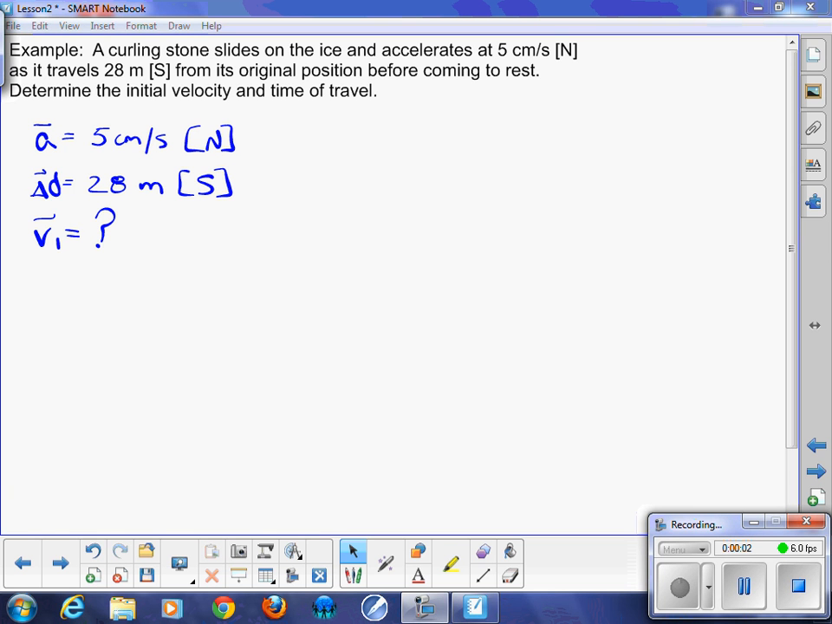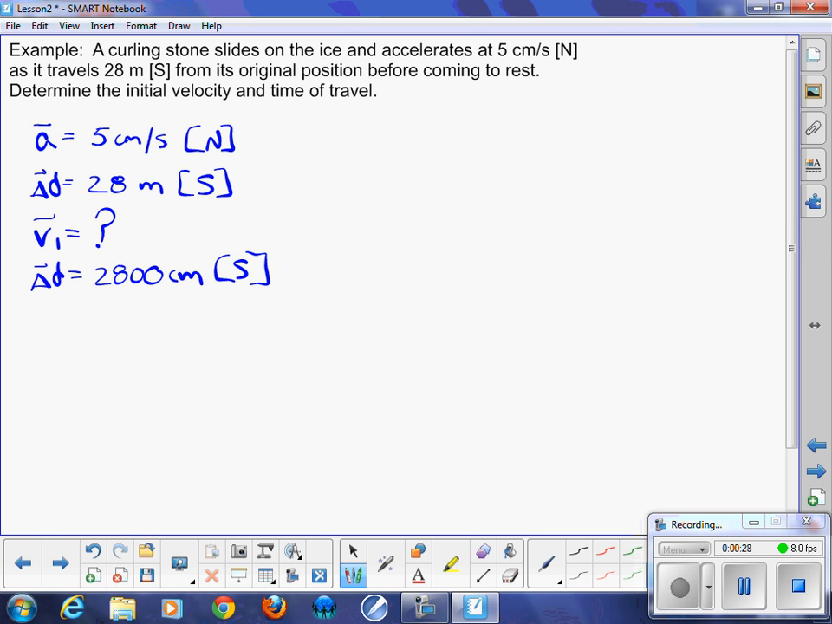All right, so there's a couple aspects of this question that I didn't really want to rush through in the previous video. So I talked about the curling stone is heading, the acceleration is given north, travels 28 meters. So we got to be careful here. We do have to do a conversion. It doesn't matter where you do it here. I'm just going to go down below. Delta D would equal, I'm going to multiply that by 100 to get it into centimeters. That's still going to be south.